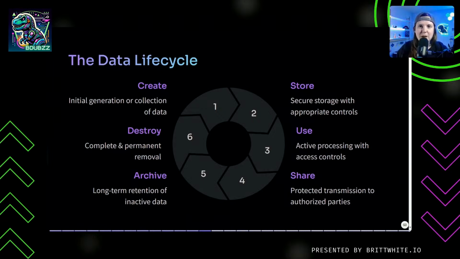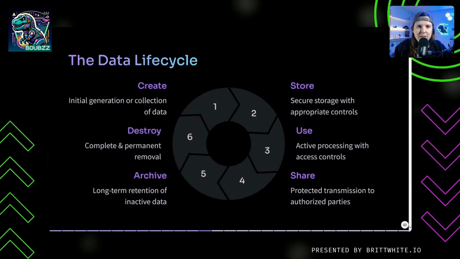At some point, data might become less active, but we still need to keep it. That's where archive comes in. Maybe we need to keep it for legal reasons, or maybe it's just important business records. This archive data still needs protection, but we might handle it differently than active data. And finally, we have destroy. When we no longer need data and there's no legal requirement to keep it, we need to get rid of it. And I mean really get rid of it. We need to make sure it's completely unrecoverable. We'll talk more about these specific destruction methods in a bit.